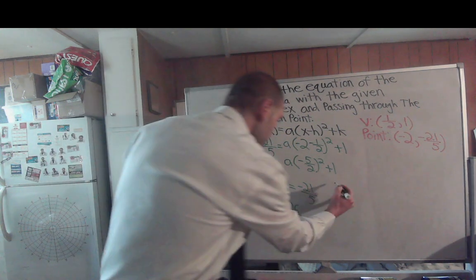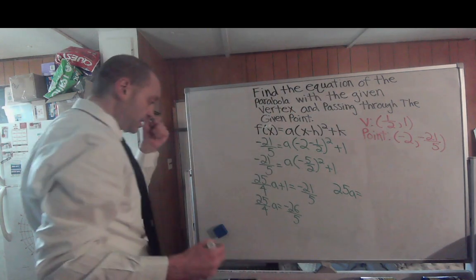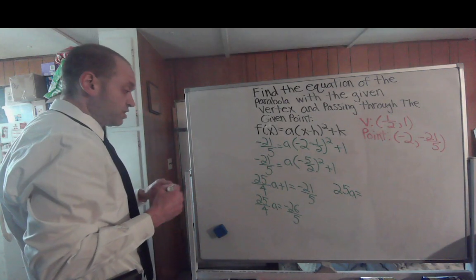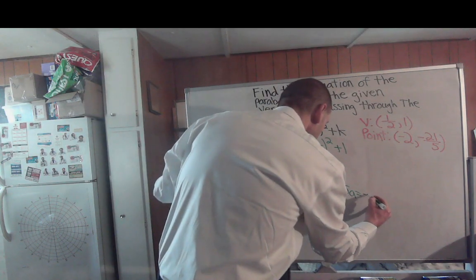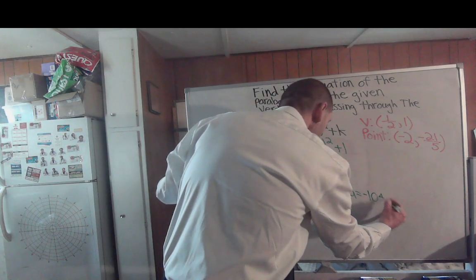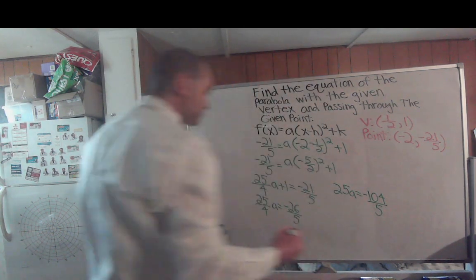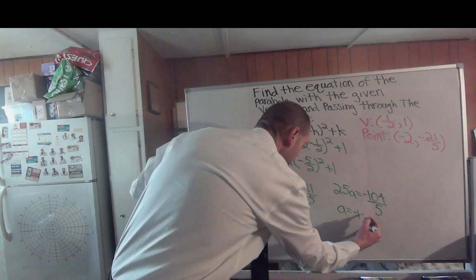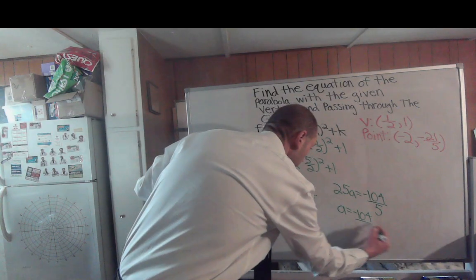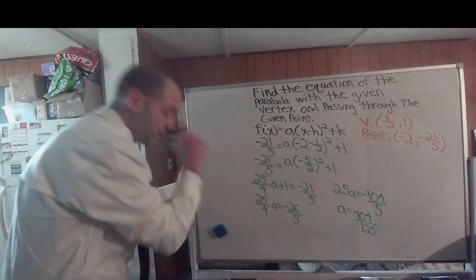All right, so then you should get that 25a. Wow, this is going to be a doozy. Would equal -104/5. Which means that a itself should equal -104/125. And yes, you can get ugly fractions like that.